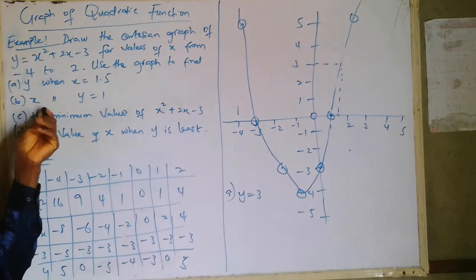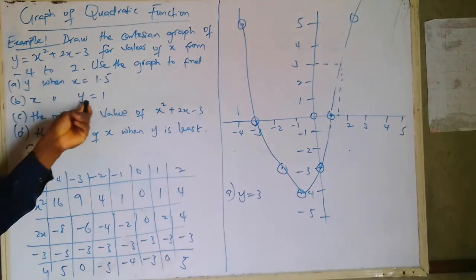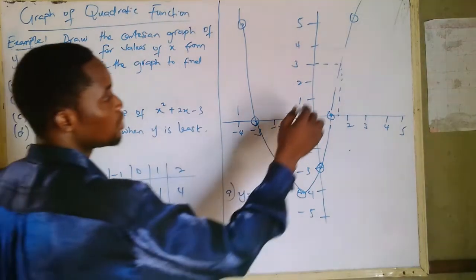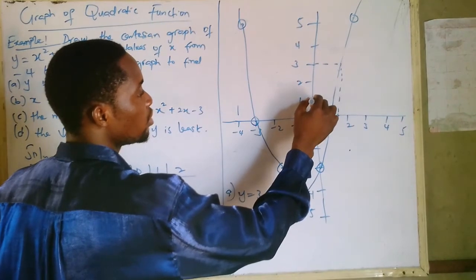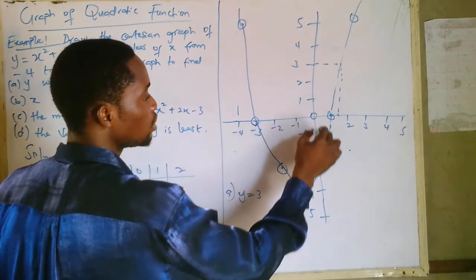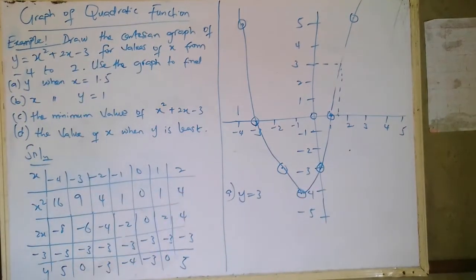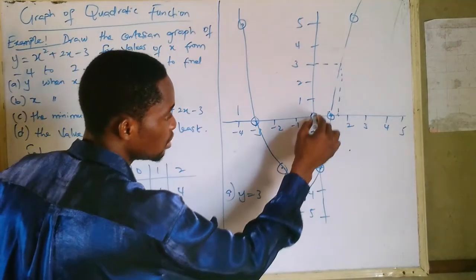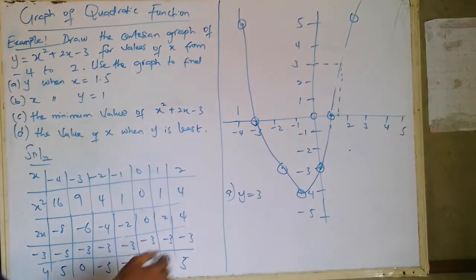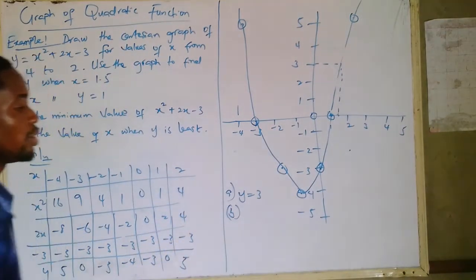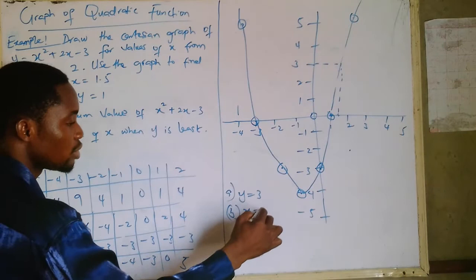Okay, find x when y is 1. When y is 1 is this place. Find what? Find x. So trace it down to your graph, where you have your graph. That's minus 3 from my own graph here because it touches this point here. Okay, so B, my answer will be x equals minus 3.